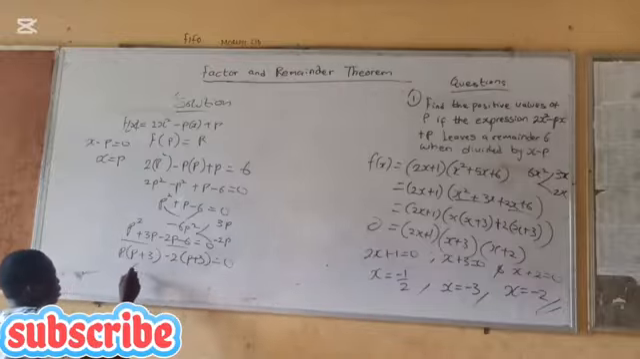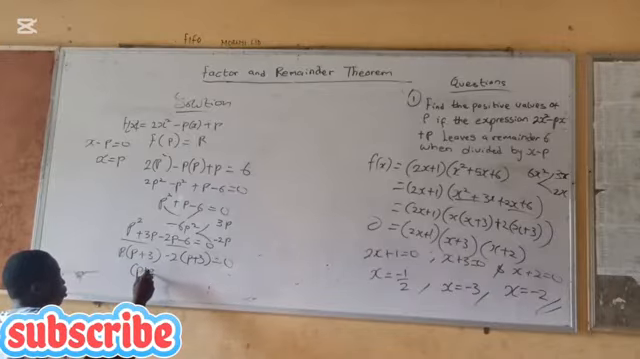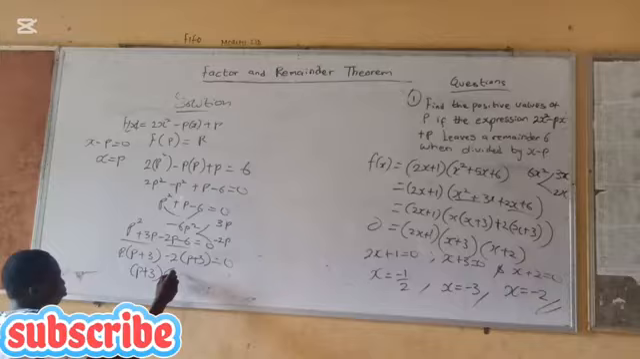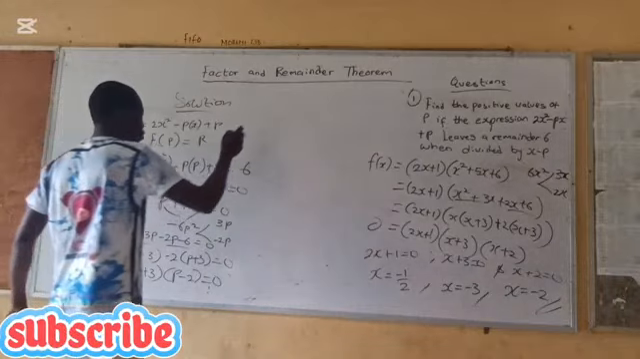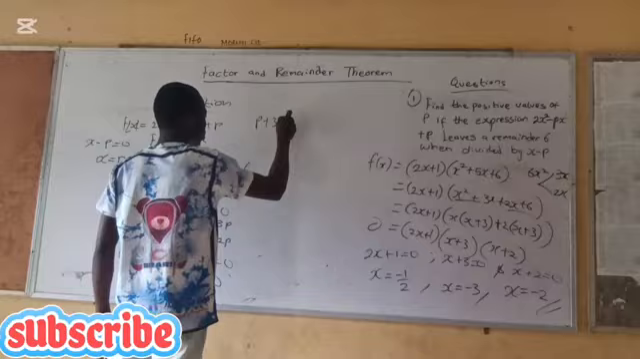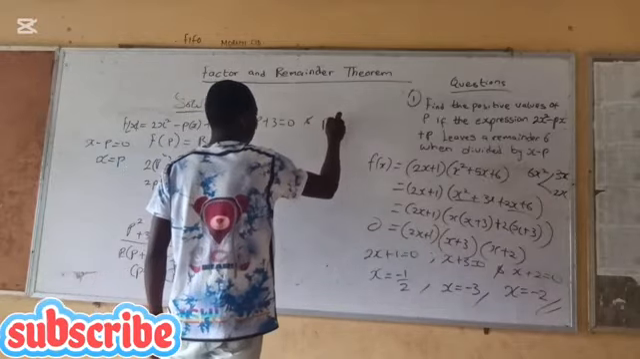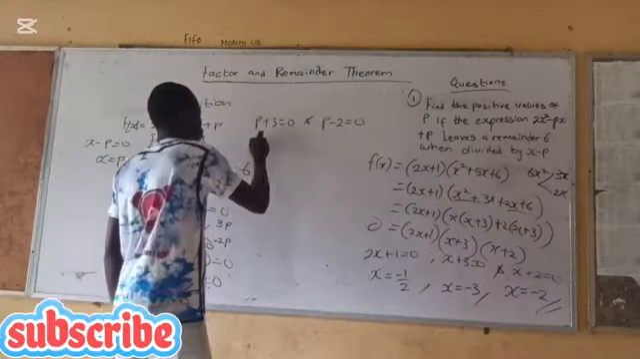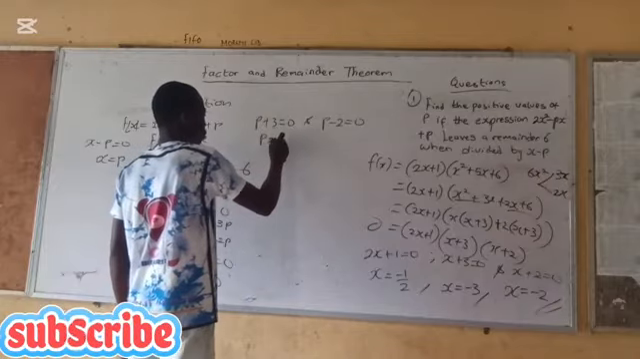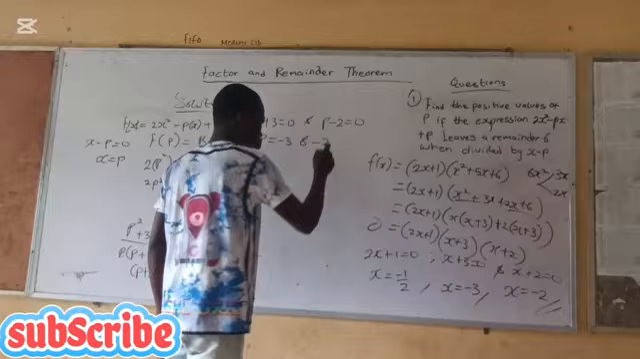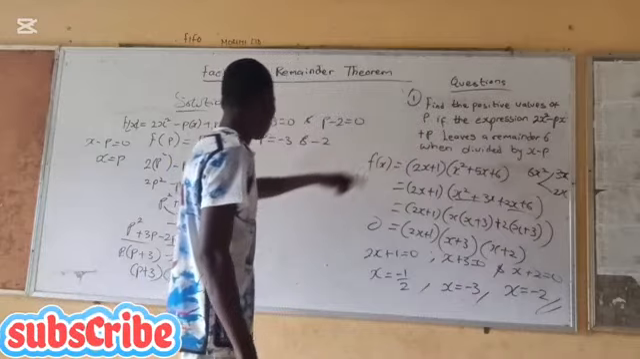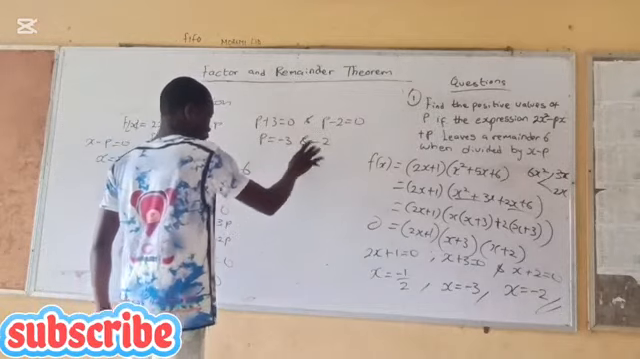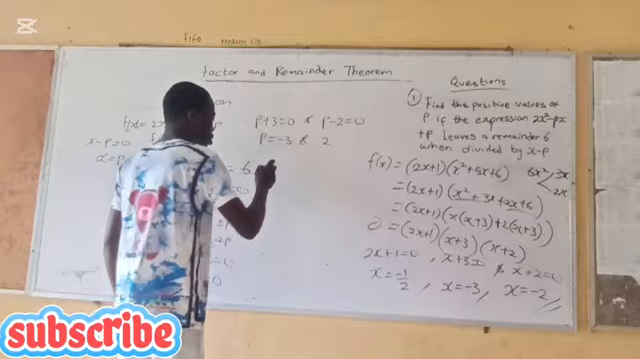Now, the common term here is p plus 3. What is outside here? Just put it inside the bracket. So multiply by p minus 2 equals 0. So this implies that we have p plus 3 equals 0 and p minus 2 equals 0. Collecting like terms, you have two values for p, which is minus 3 and 2. But the question says find the positive values of p. So what is the positive value of p here? The positive value of p is 2.